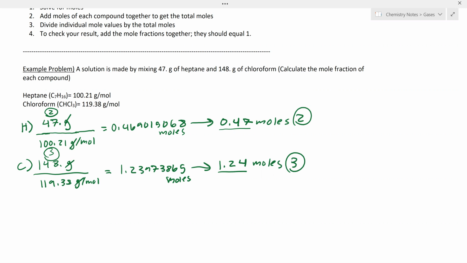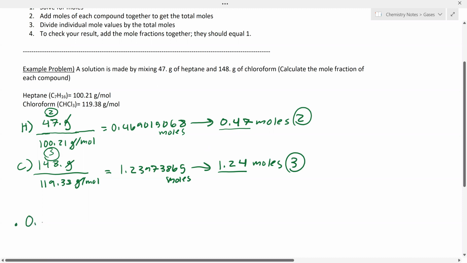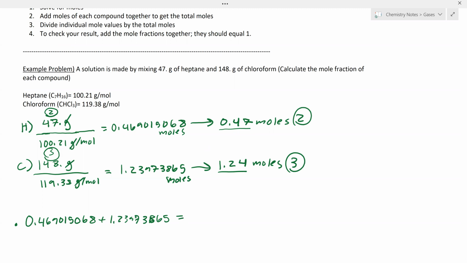So our next step here, now that we have it in moles, we want to add them together to get total moles. So what we'll do is we go 0.469015068 plus 1.23973865. We add the entire number together. It'll take me a second to write this out.